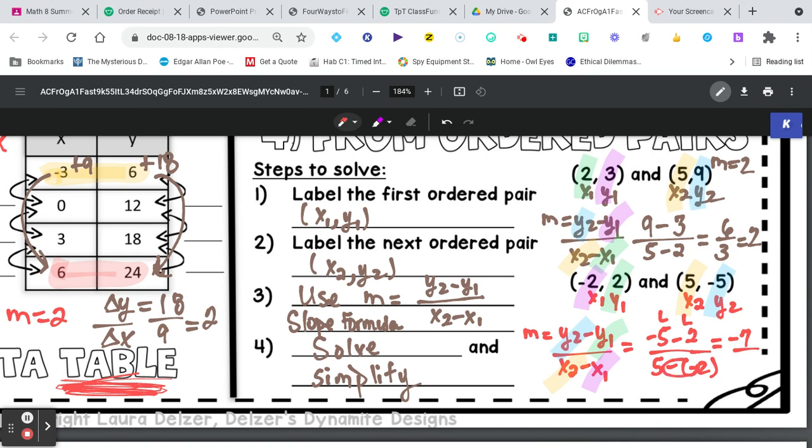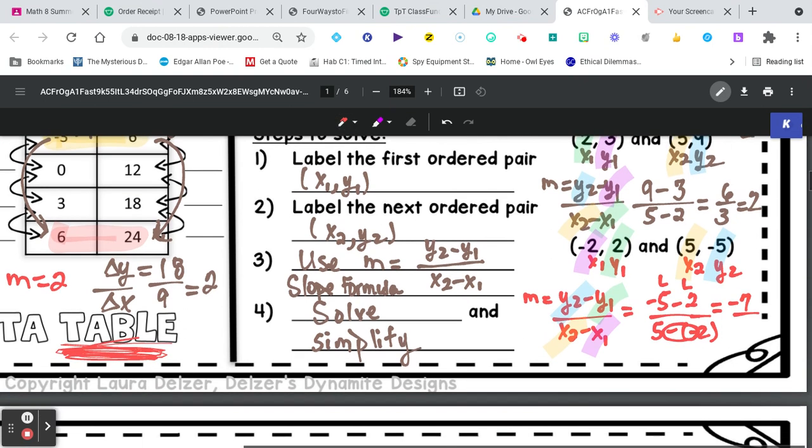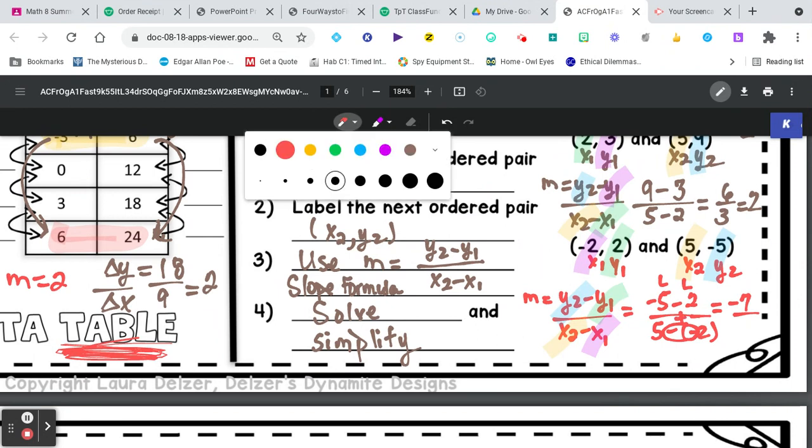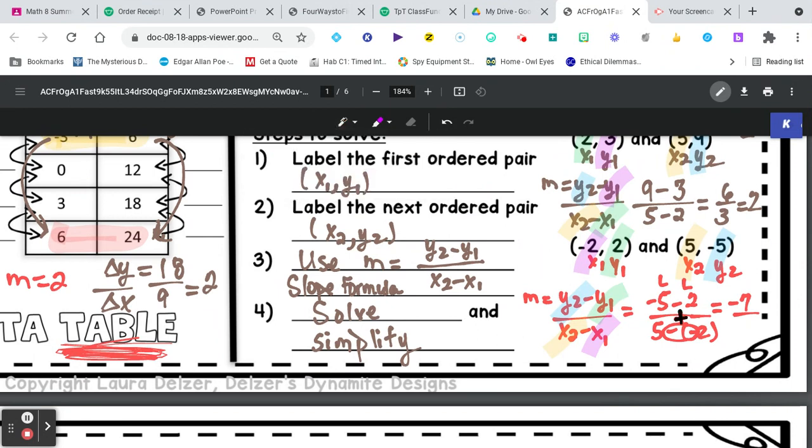And this is a double negative. It's the same as a plus. I'm going to write this in black so you can see it better. So you end up with 5 plus 2, which is 7. But when you simplify, negative 7 divided by 7 is negative 1. So you get a slope of negative 1.